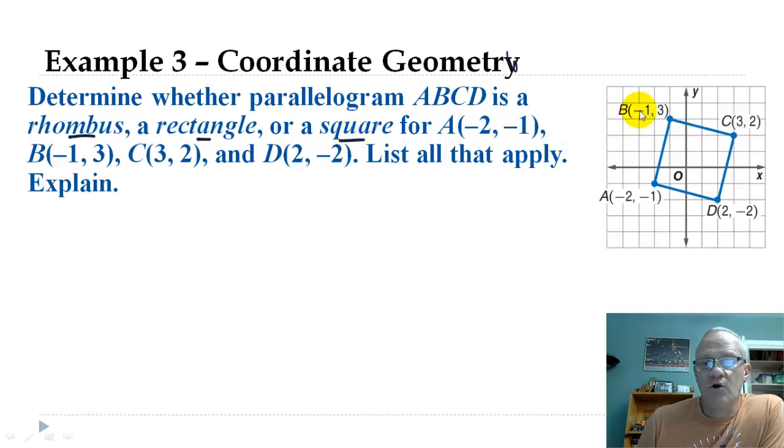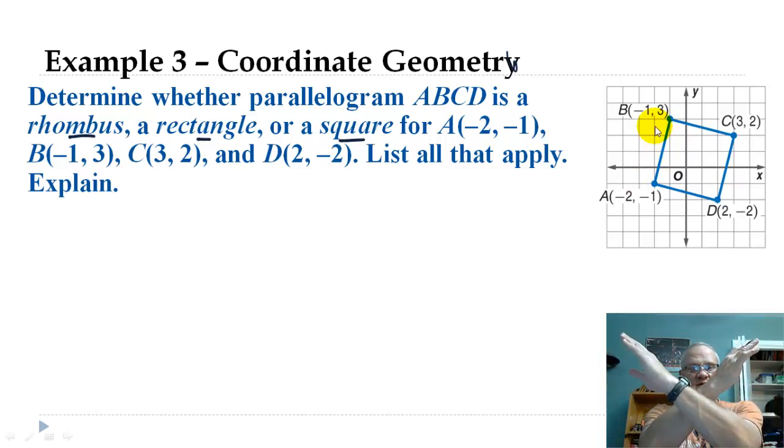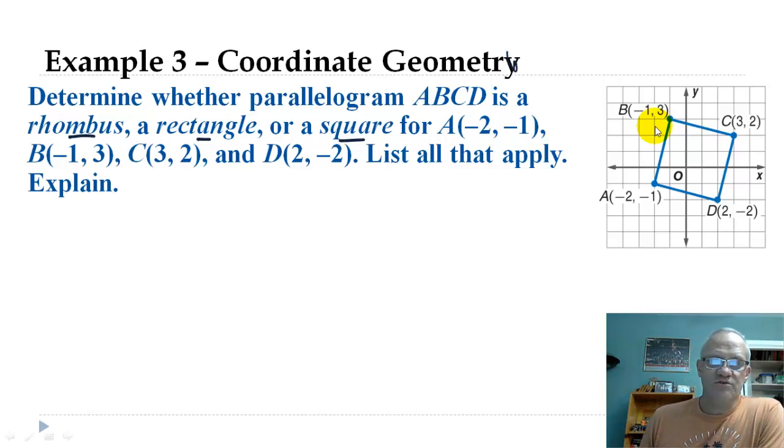Well, how could I show, let's say, that angle B here was 90 degrees? I could use the slope formula. And remember, if you have a 90-degree angle, those are perpendicular lines. So if we have perpendicular lines, that means our slopes are negative reciprocals of each other. Oh, hey, that's not bad. I like slope. Okay, let's do that. So remember the slope formula, y2 minus y1 over x2 minus x1.